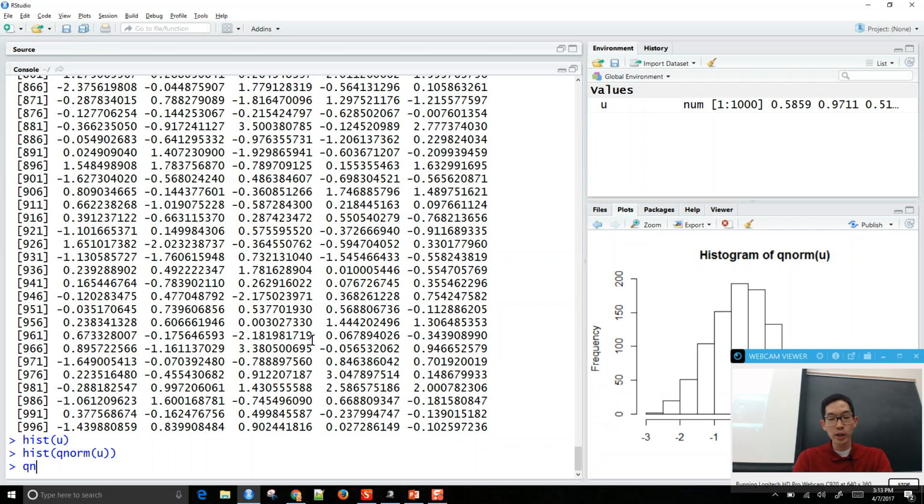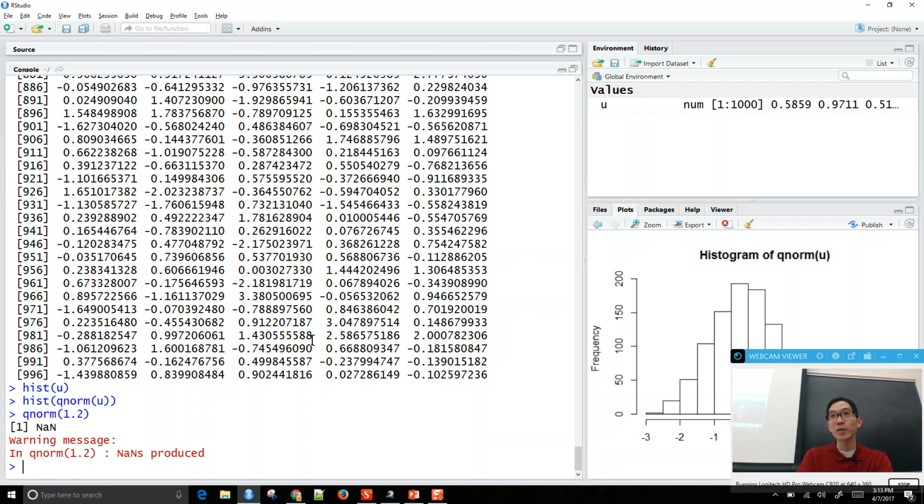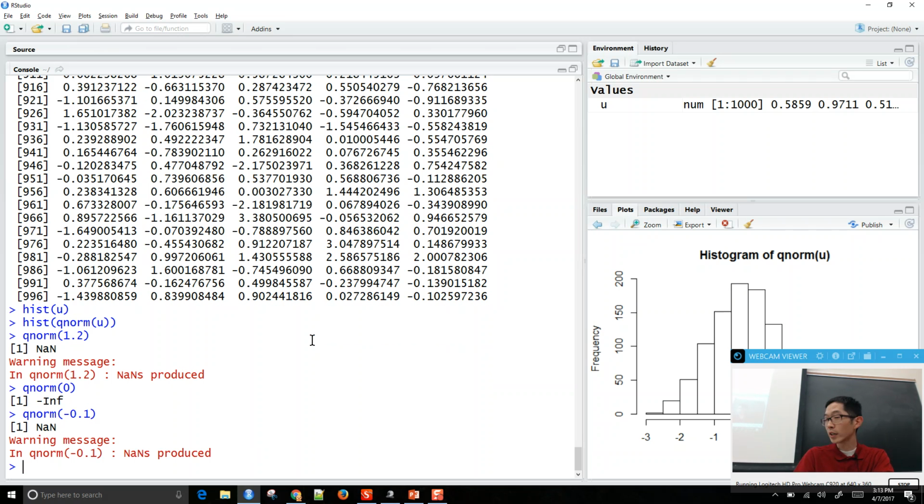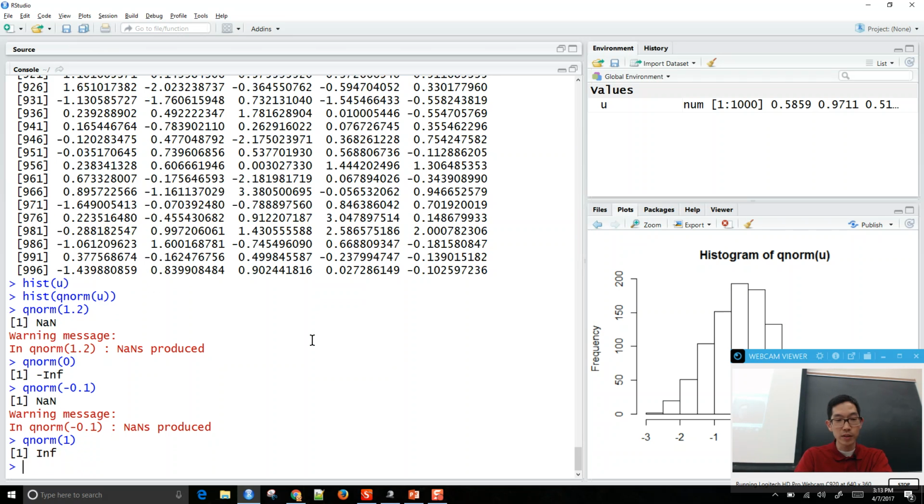What happens if I try to plug in Qnorm 1.2? It gives you an error, or in this case, a not a number. And that makes sense, right? Qnorm of 0 would give me negative infinity, and a negative number also gives me a not a number. Qnorm 1 is infinity, and so Q of anything greater than 1 will give you not a number as well.